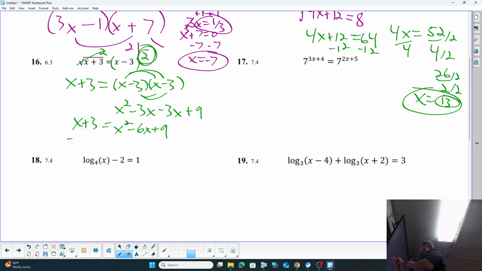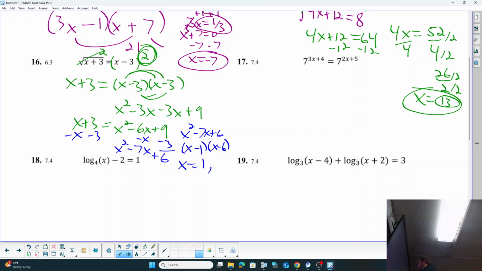And we bring that over to the other side now. Let's change some color. So we're going to minus x. So we get x squared minus 7x, minus a 3, and we get 6. Okay, so what does x squared minus 7x plus 6 factor into? What do you think? Negative times negative is a positive, so probably 1 times 6. Negative 1x and negative 6x is negative 7x. So we get x equals 1 and 6.